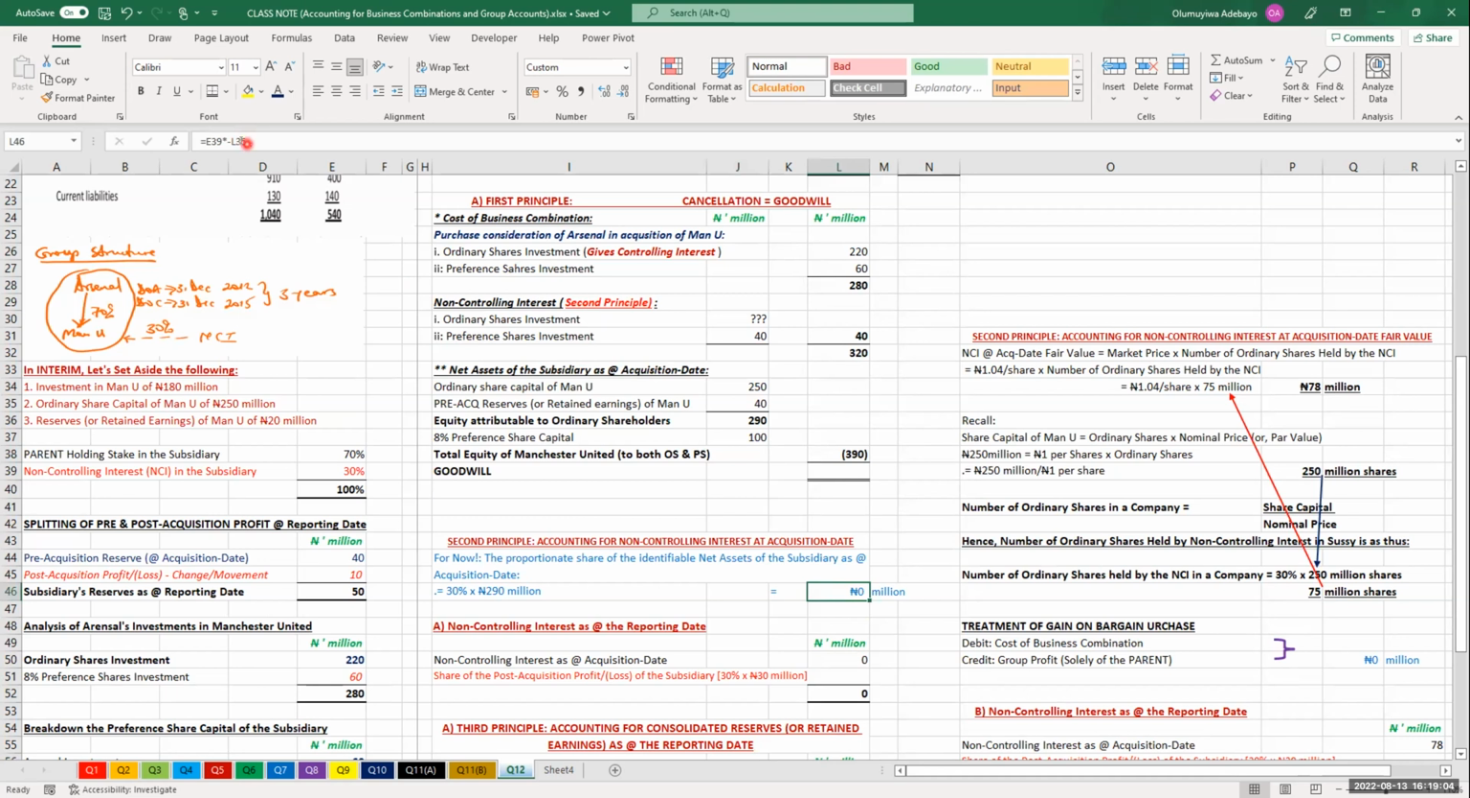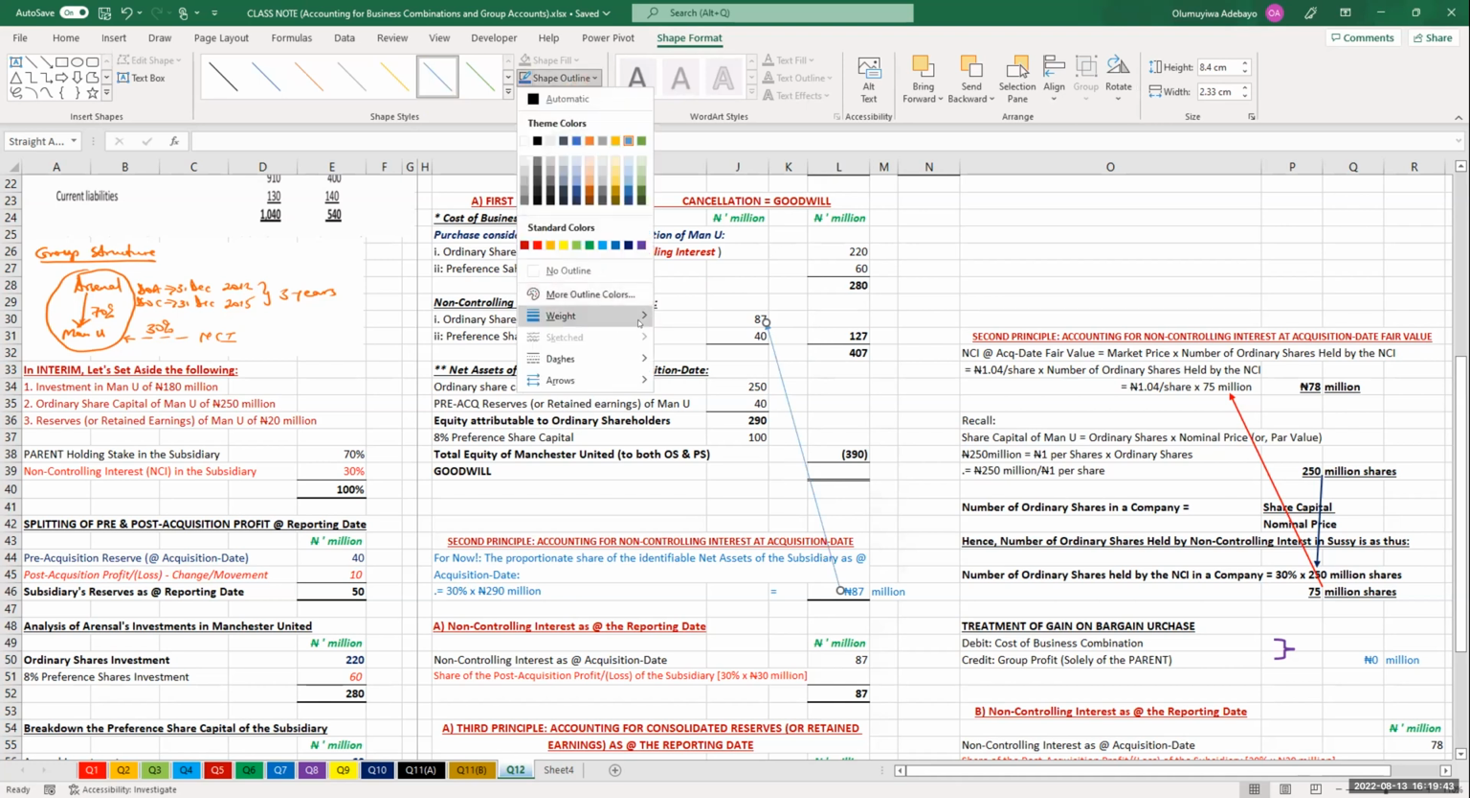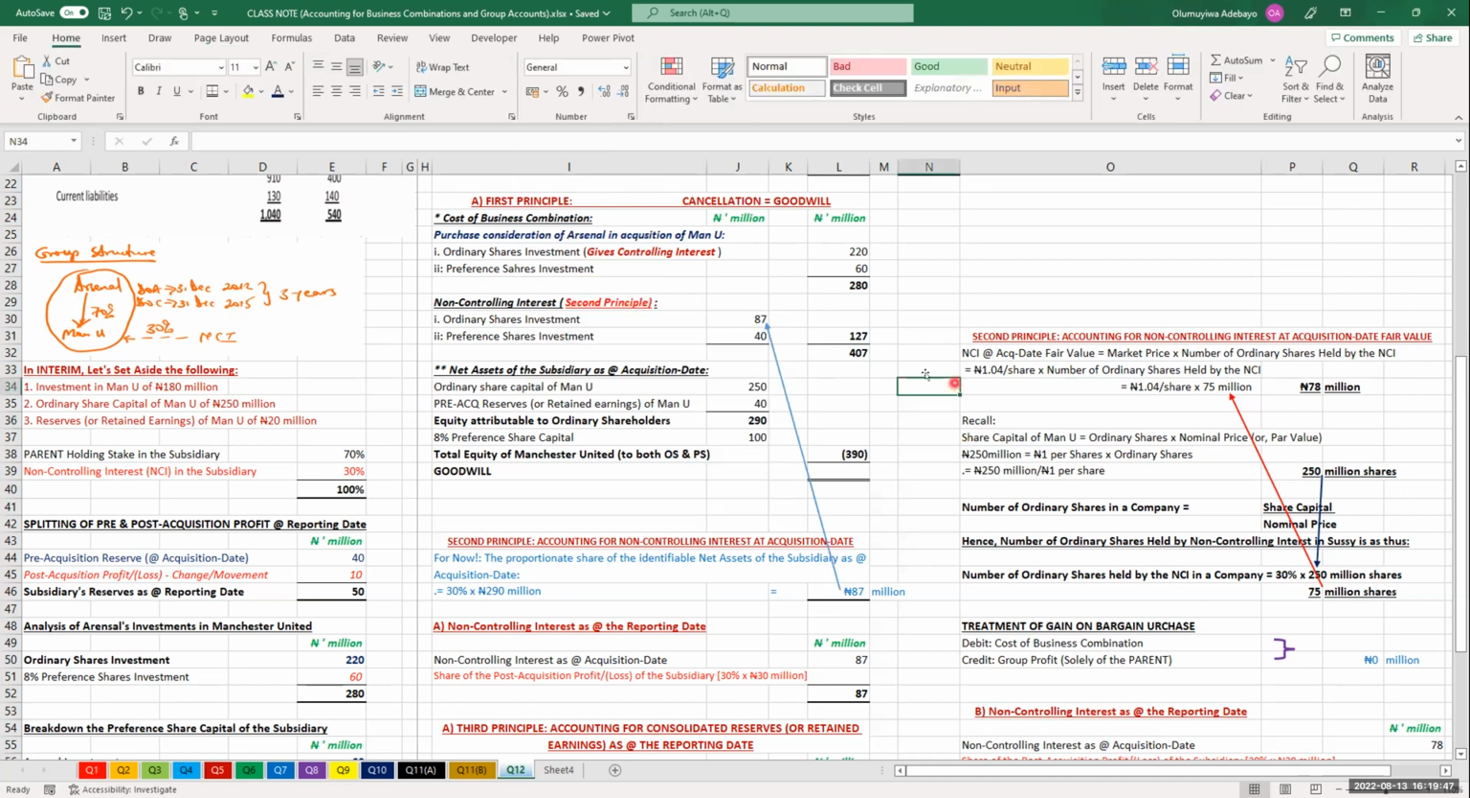Therefore, I'll come here and say 30% of 290 is 87. Therefore, I can come here, which is the equity ordinary share section that I'm looking for, which is 87. Okay? 87. Therefore, I can get an arrow which shows where it's coming from. That's where it's coming from.